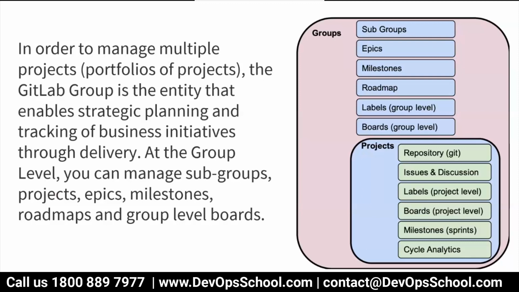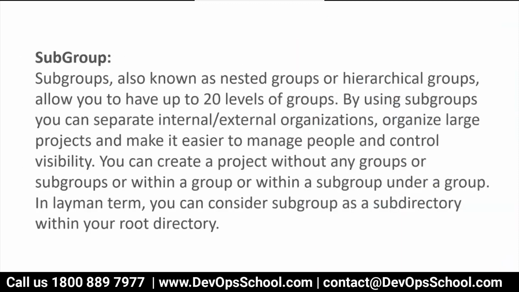Okay, so in order to manage multiple projects, a portfolio of projects, as we call it in Scrum. If someone comes to you and says, hey, we need to manage the portfolio in GitLab, how can you do that? The answer is group. Portfolio is one key term in Scrum and Agile projects. So in order to manage a portfolio of projects, the GitLab group is the entity that enables strategic planning and tracking of business initiatives through delivery. At the group level, you can manage subgroups, projects, epics, milestones, roadmaps, and boards. Make sense?